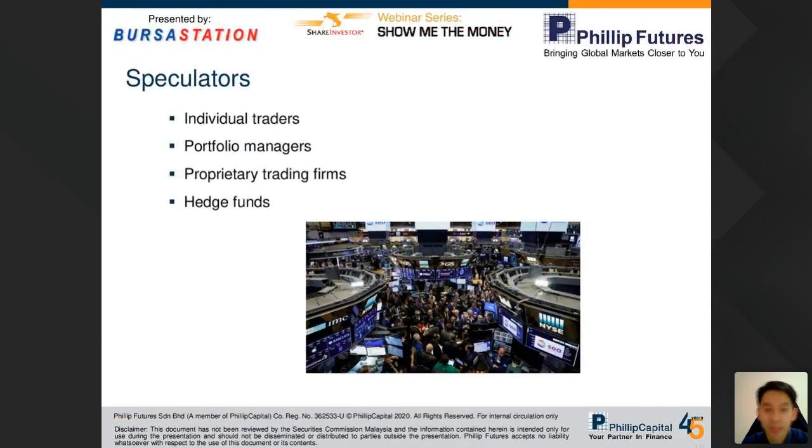Next, we have speculators. Speculators are mainly individual traders, portfolio managers, proprietary trading firms, and hedge funds. What speculators do, as the name suggests, is speculate. They mainly speculate on the price movement of the underlying asset. For example, they expect FKLI, the futures on the KLCI index, to go up. So what they can do is long a futures contract. Long means buy a futures contract. As the price goes up, they are able to generate a profit from their trading.